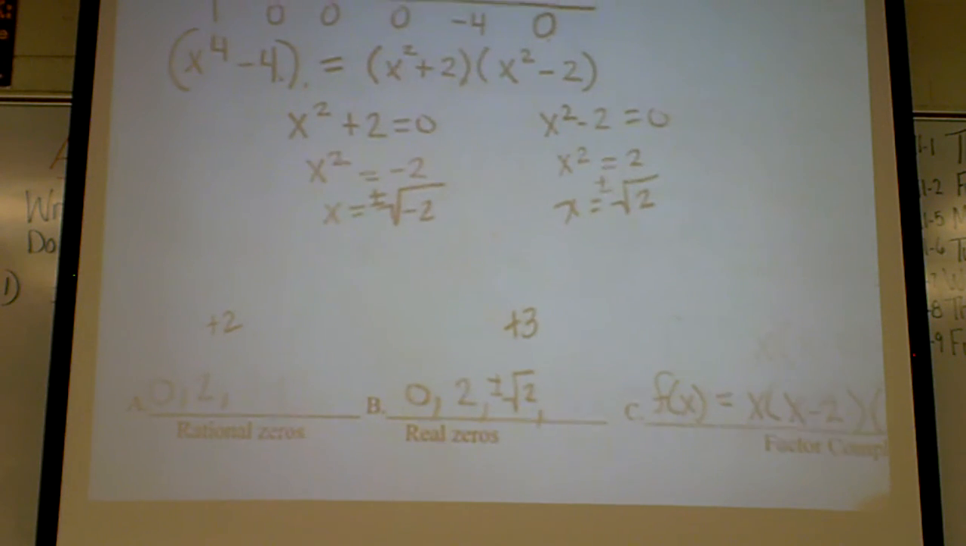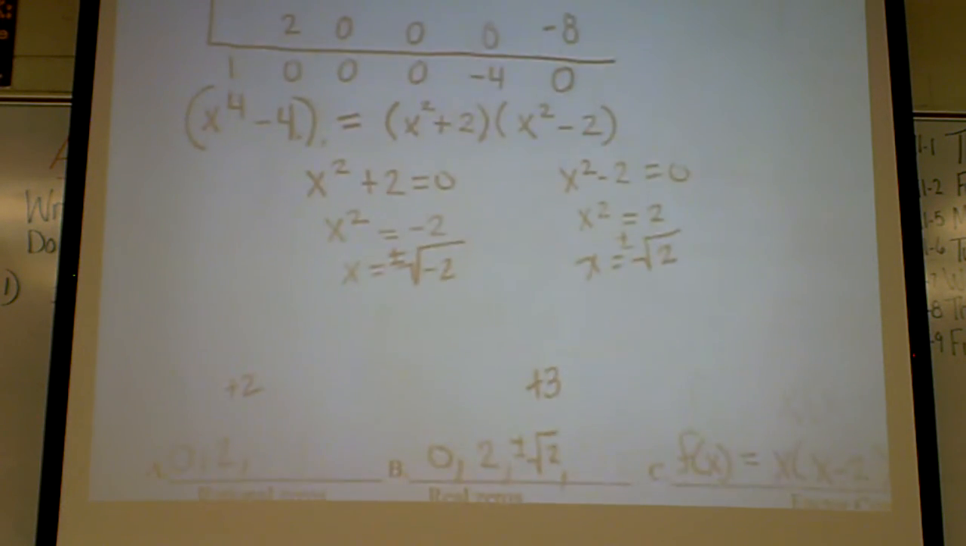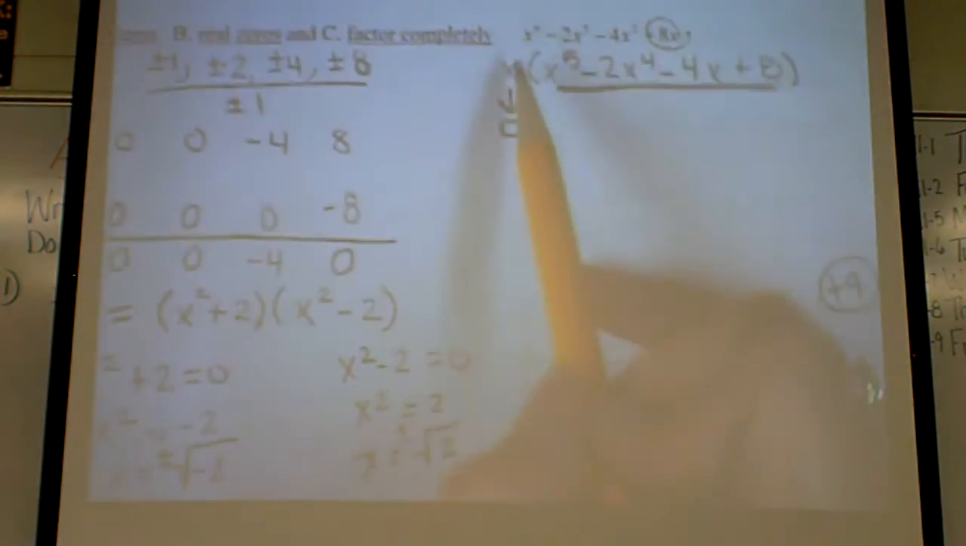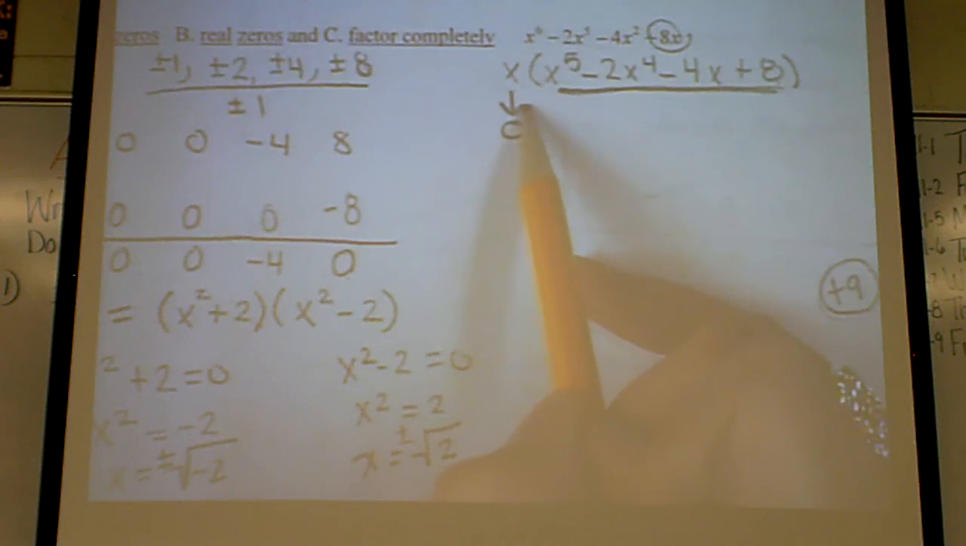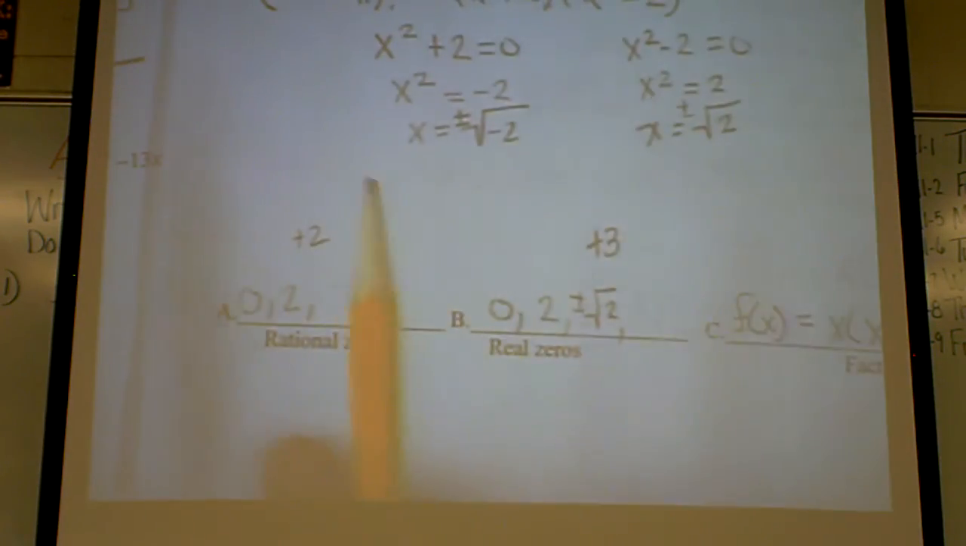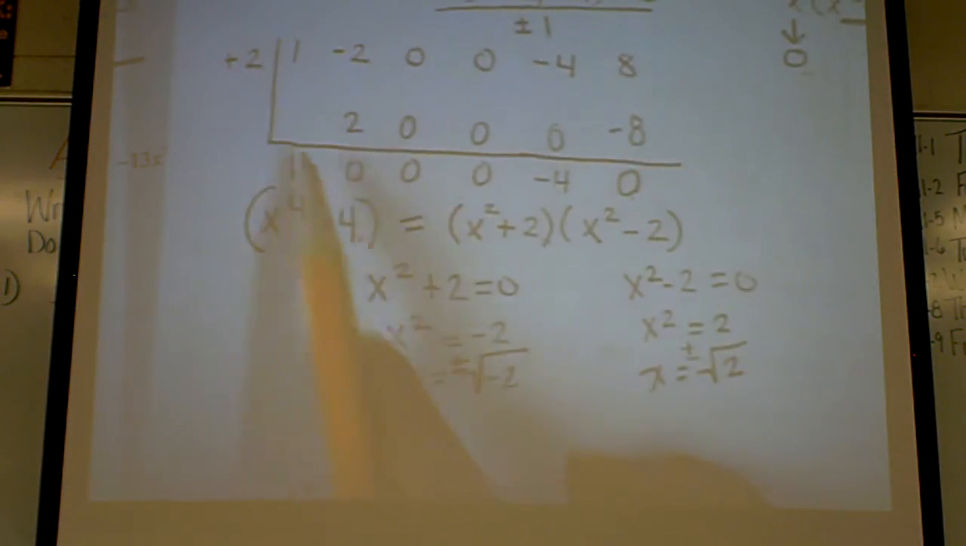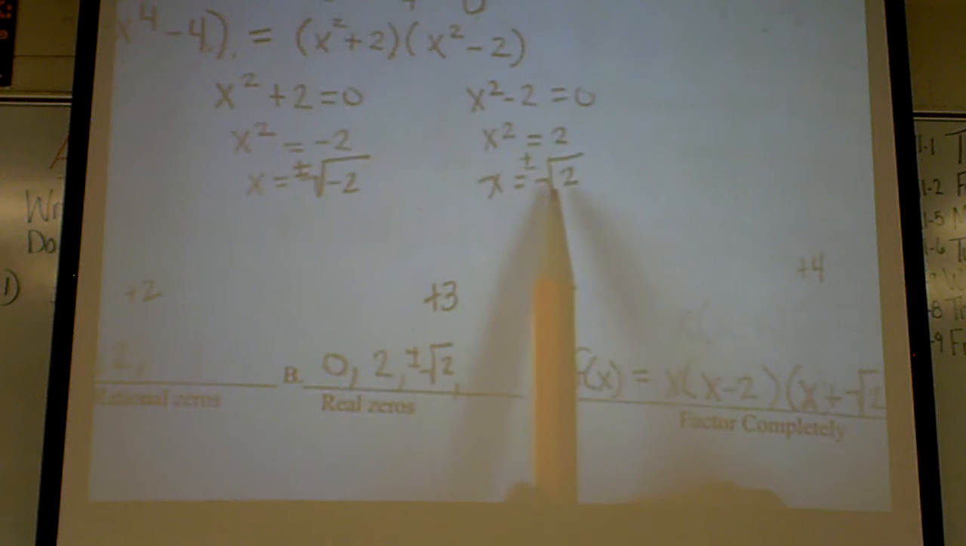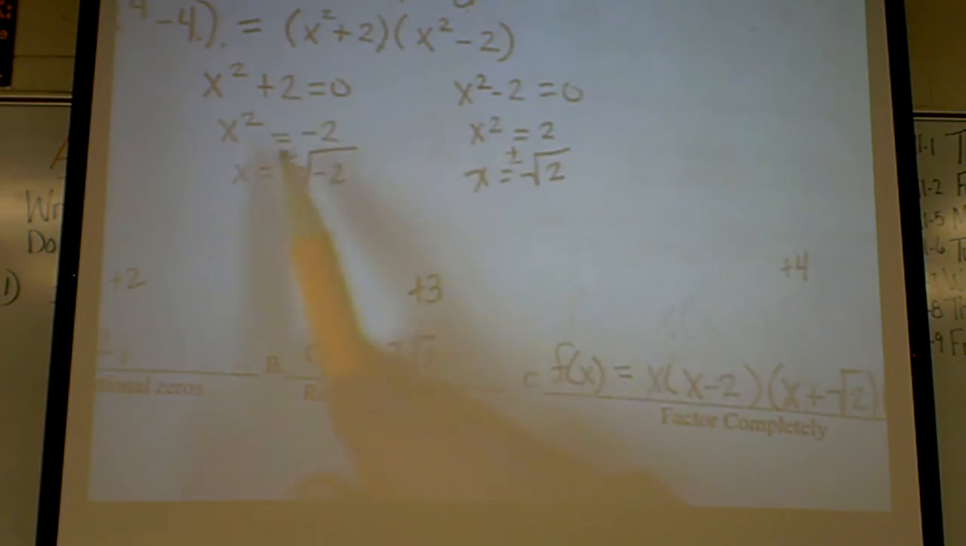So my rational zeros are 0 and 2. So this x right here is a 0. I have 2 because 2 went in over here. My real zeros are 0, 2, and plus or minus square root of 2. Do not write this one.